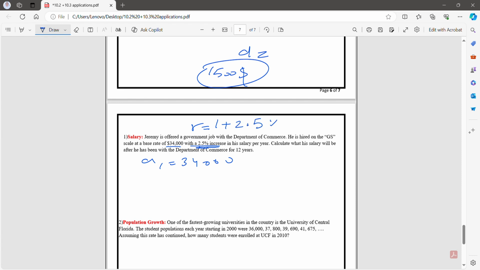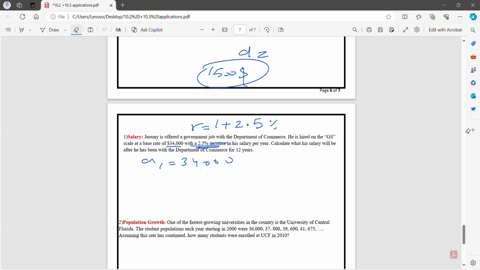Why 1 plus, not 2.5% only? Because they are saying 2.5% increase. So the total percentage is 1, right? Whenever they say 2.5% increase, it means 1 plus 2.5%. If they say 2.5% decrease, this will be 1 minus 2.5%. But if they do not use the word increase and say only 2.5%, then R will be 2.5% only. So again, R is here 1 plus 2.5%.